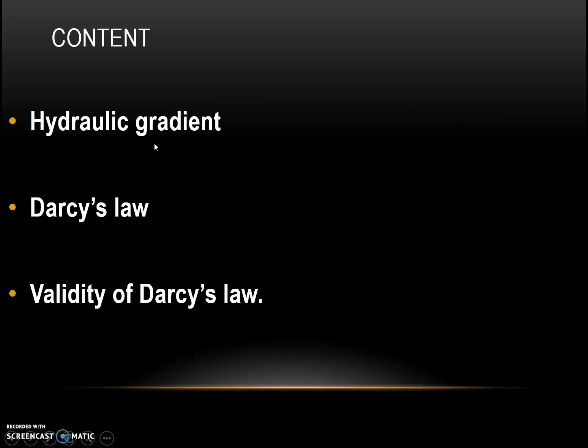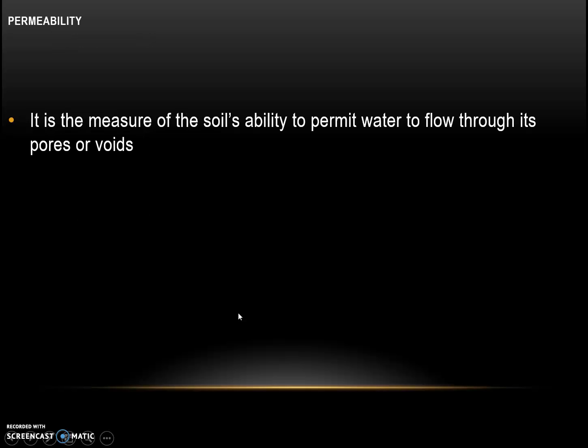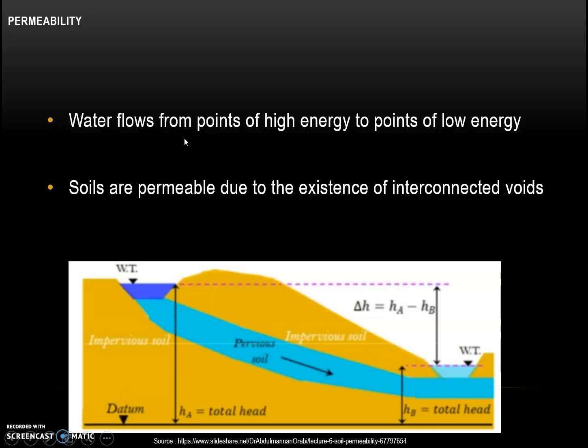In this presentation, we will go through hydraulic gradient, Darcy's law, and validity of Darcy's law. To begin with, we will know what is permeability. It is the measure of the soil's ability to permit water to flow through its pores or voids. Usually, water flows from points of high energy to points of low energy. Soils are permeable due to the existence of interconnected voids.